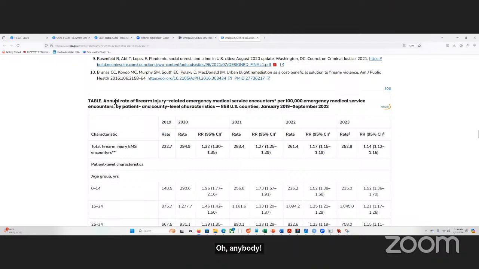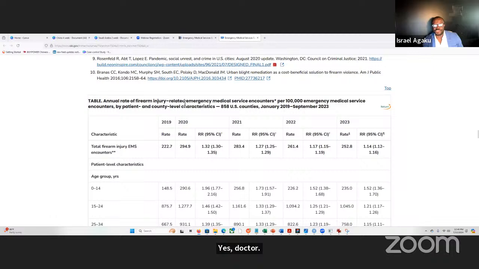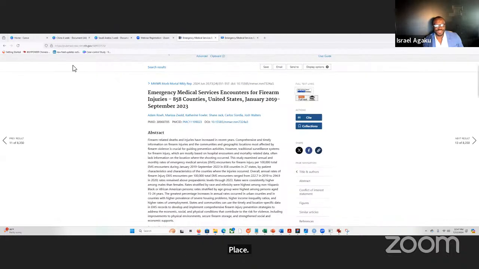So this is the table: annual rate of firearm injury-related emergency medical service encounters per 100,000 emergency medical service encounters by patient and county level characteristics, 858 U.S. counties, January 2019 to September 2023, right? Person, the description here, place, and time, clearly indicated. Now let's look for another one.